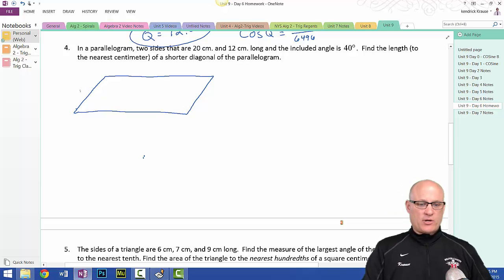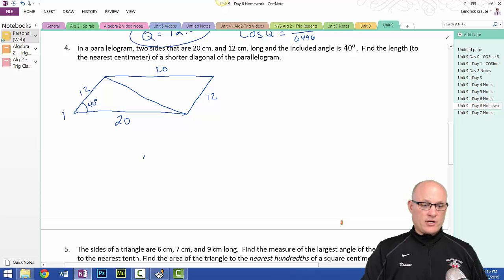All right, we got this 12. We got this 20. This 12, and this is 20. The included angle is 40 degrees. To the nearest centimeter, find the length of the shorter diagonal. Well, it should be pretty obvious that that's going to be the shorter diagonal. We'll call that A, B, and C. You should call this C, so I should call this actually D.